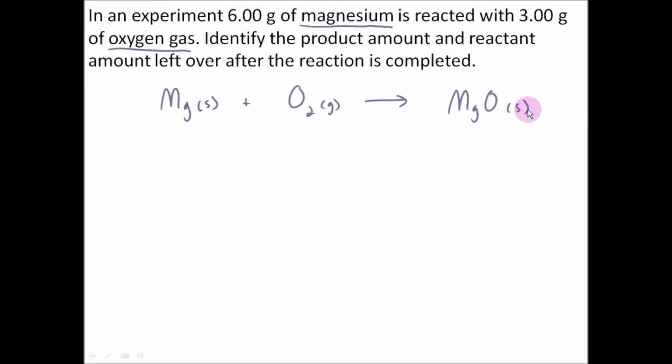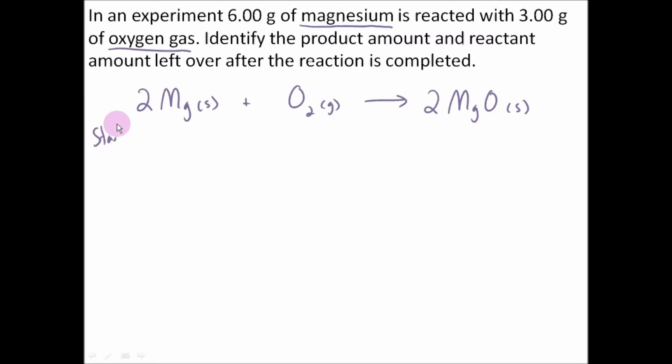Now we need to balance this. So we quickly surmise that we don't have enough oxygens on the right side, 2 oxygens on the left, 1 oxygen on the right, so we're going to put a coefficient of 2 in front of the magnesium oxide. And now we need to balance the magnesium, so we're going to put a coefficient of 2 in front of the magnesium solid. Now we have a balanced equation, and now we're ready to do our stoichiometry.